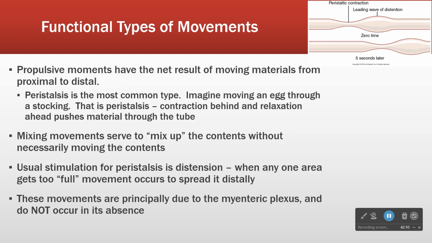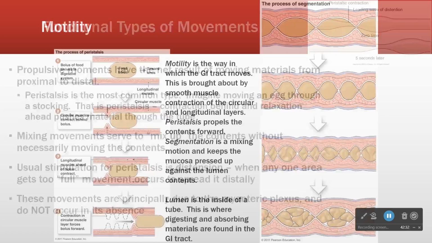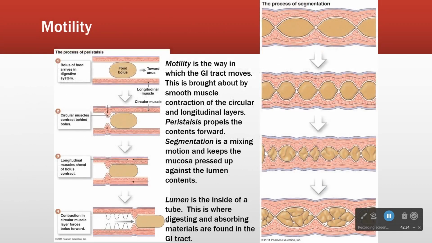In the absence of the myenteric plexus, which is a disease state, okay, that's Hirschsprung's disease. In Hirschsprung's disease, we do not have motion in the areas where there's no myenteric plexus. So we know that we need the myenteric plexus to make mixing and propulsion happen, okay? Okay, so peristalsis, moving things forward, right? Segmentation, mixing things up.